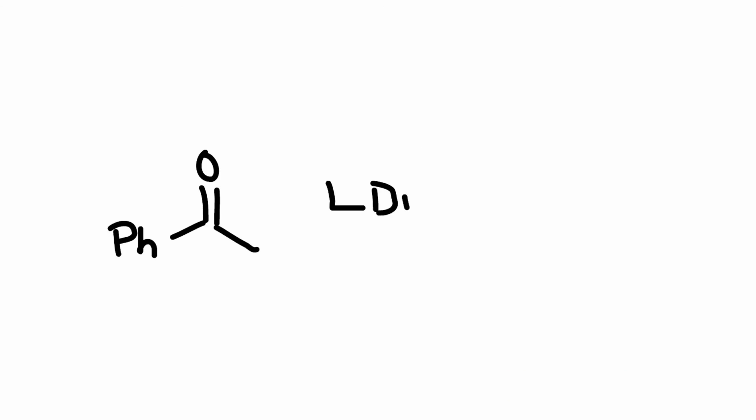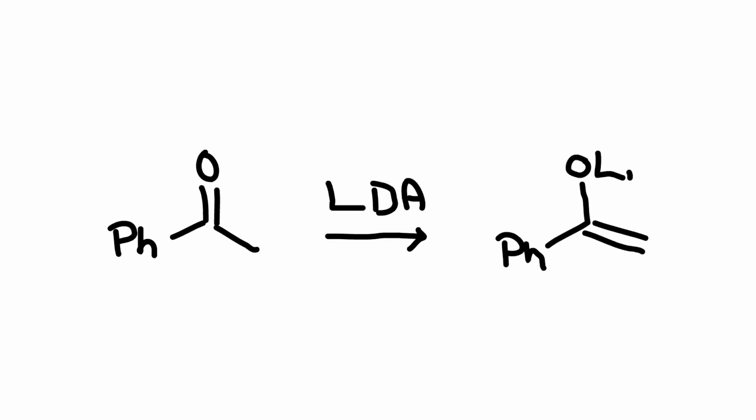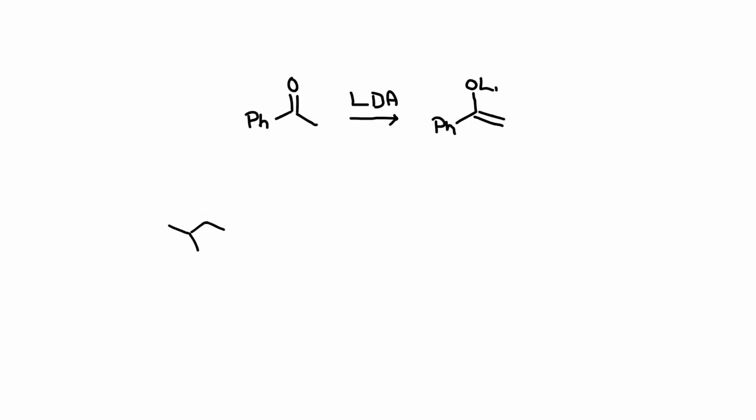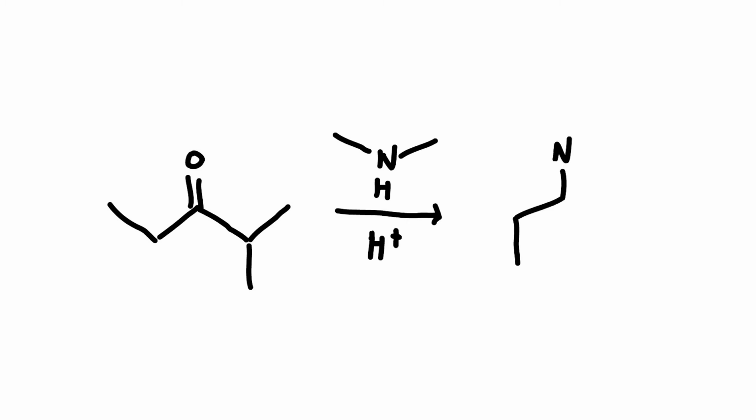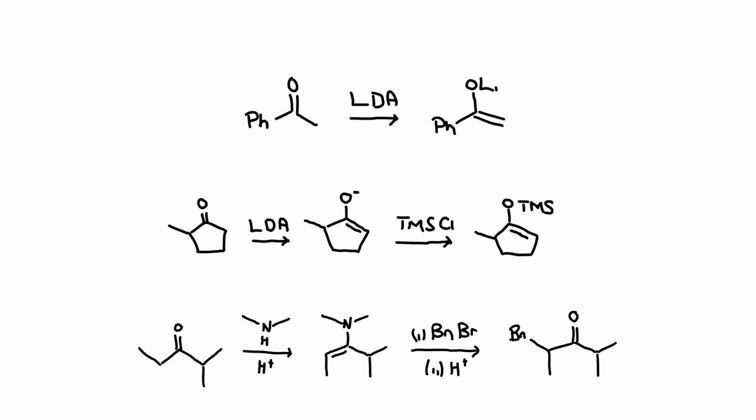We have learned about deprotonation of aldehydes and ketones with LDA, silylation and alkylation of the enolates that are formed. Then we learned about using enamines to alkylate on the least hindered side of a ketone.